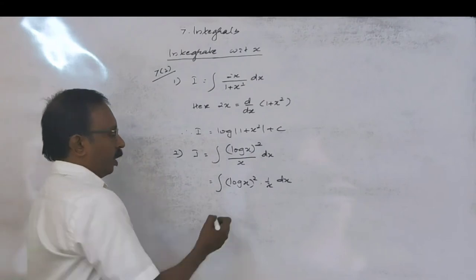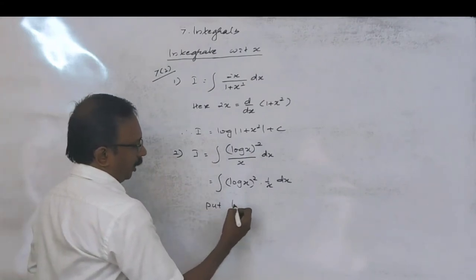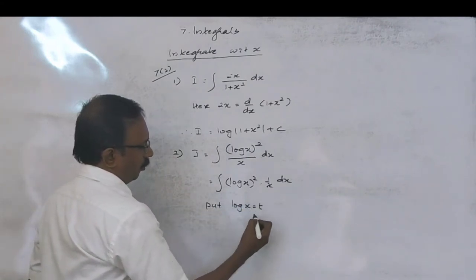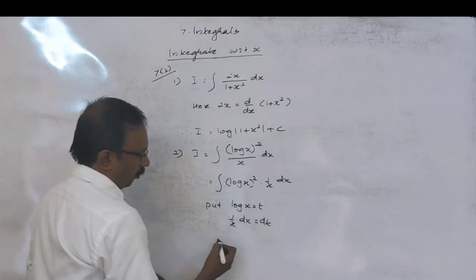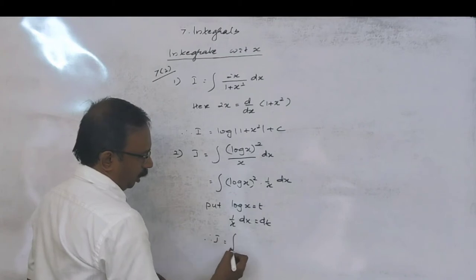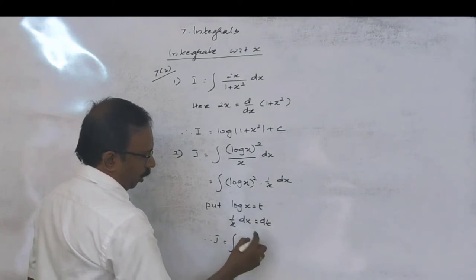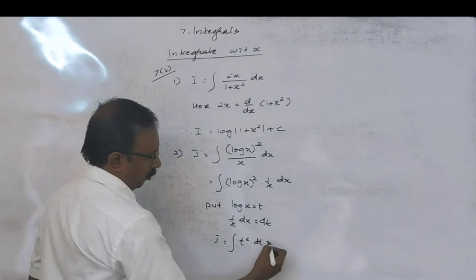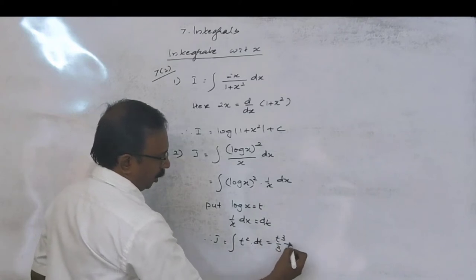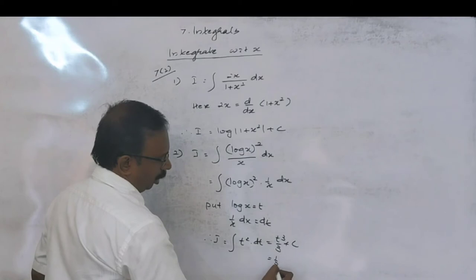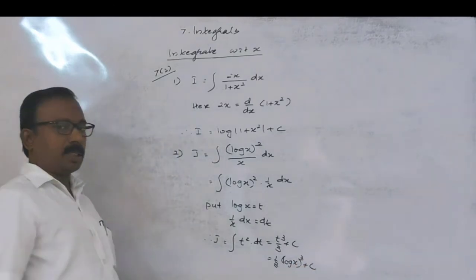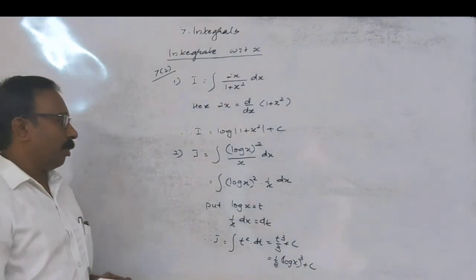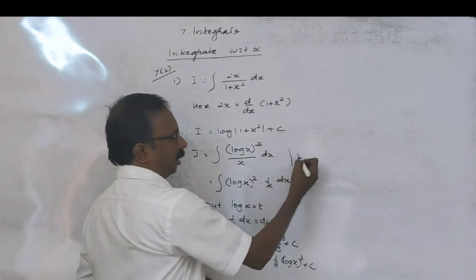Here, log x is equal to t, so 1 by x into dx is equal to dt. Therefore, I is equal to integral of t square into dt, so t cube by 3 plus c. So the answer is 1 by 3 into log x the whole cube plus c.